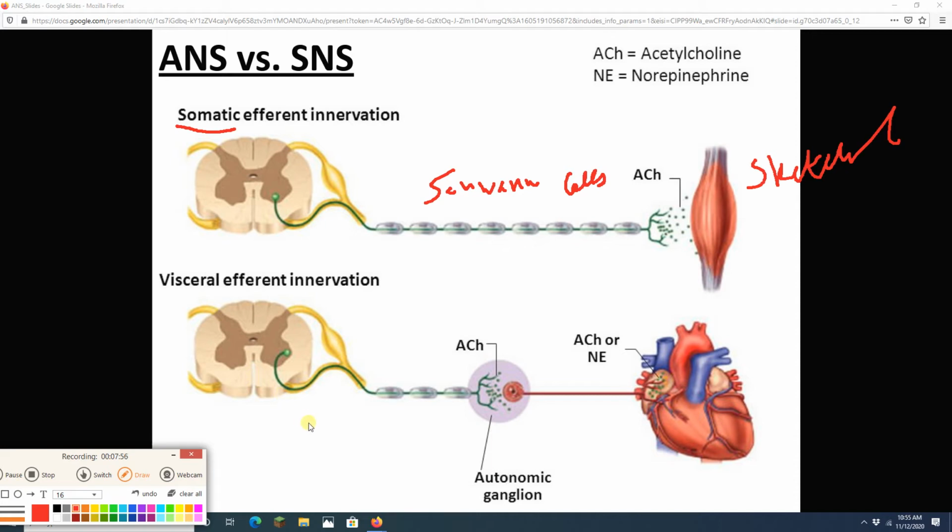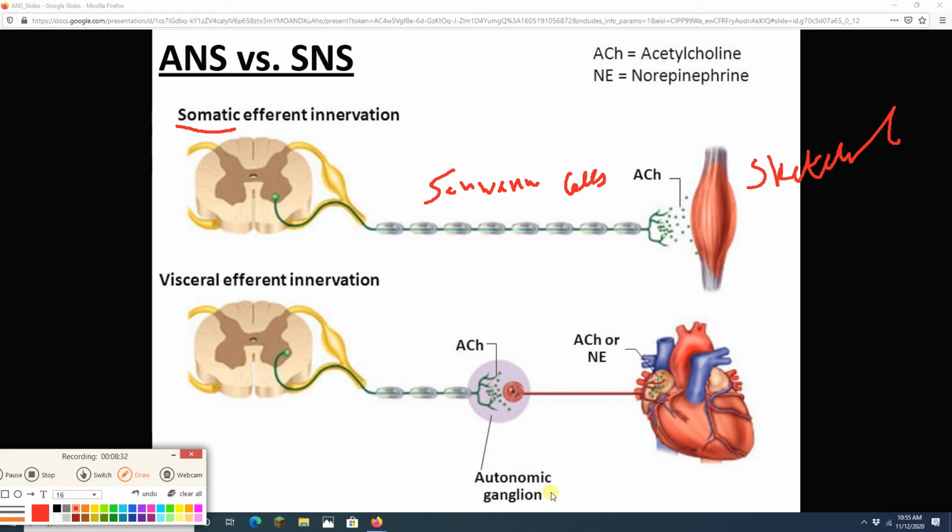Okay, now let's contrast that with the autonomic plan here. Down here, I've got my spinal cord again, and my heart over here, so cardiac muscle. Now, this time it's a two neuron pathway. The soma of the first neuron starts in the lateral horn. The first neuron's axon goes out the ventral root, spinal nerve, towards a ganglion.